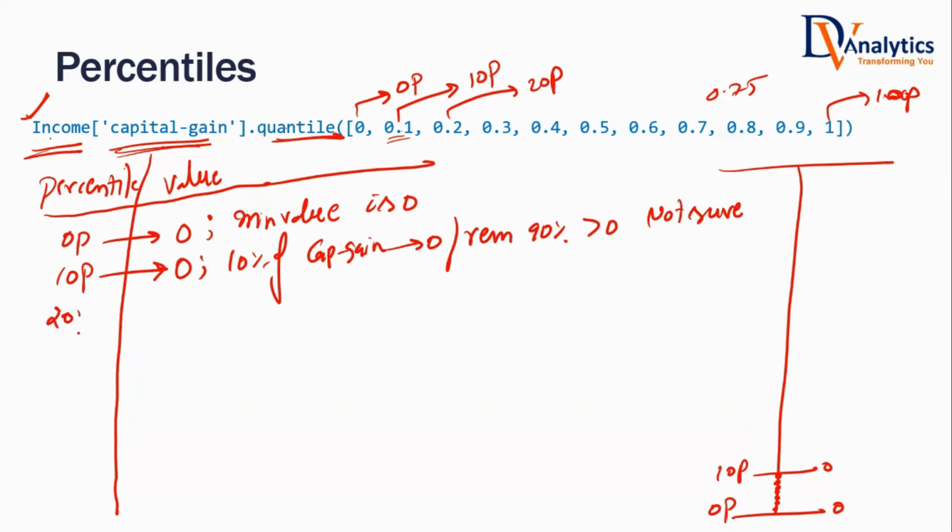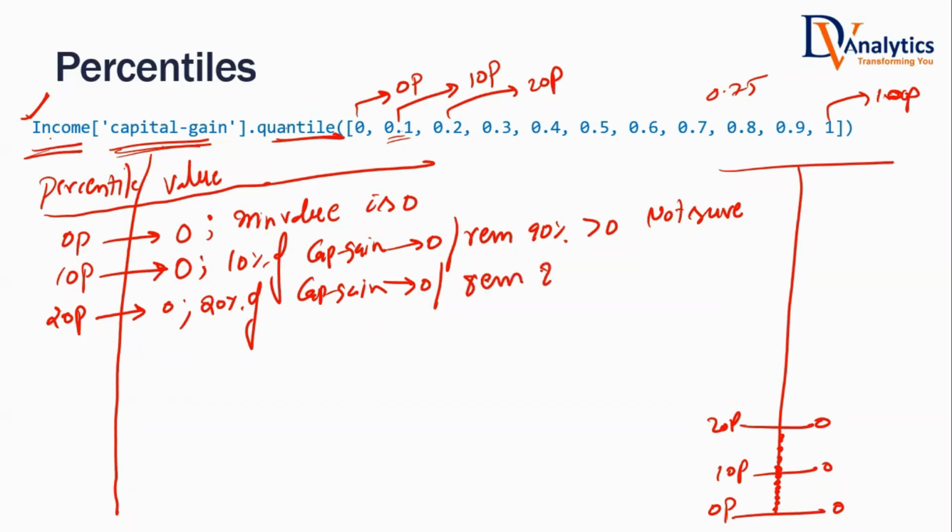What is the 20 percentile value? 0. It is also 0. Tell me, what is your first statement if your 20 percentile value is also coming to be 0? First statement would be 20% of the capital gain is actually 0. I have seen it with my own eyes. How about the remaining 80%?